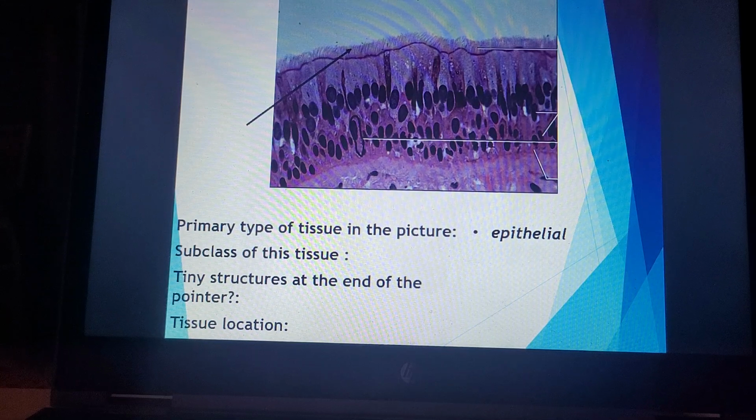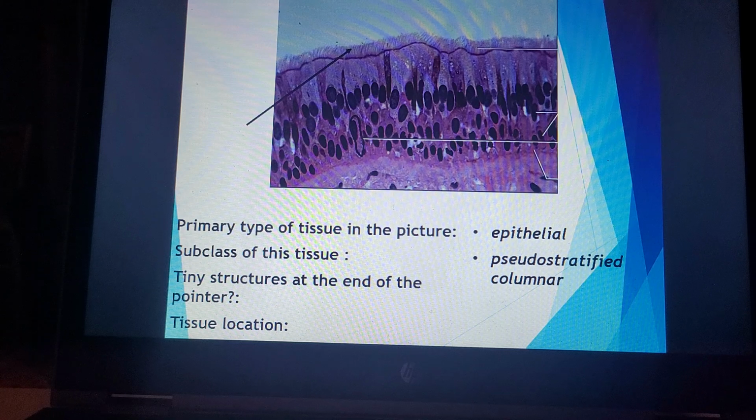Primary tissue type. Epithelial. Subclass. Pseudostratified columnar. Tiny structures at the end of the pointer. Cilia. Tissue location. Trachea.